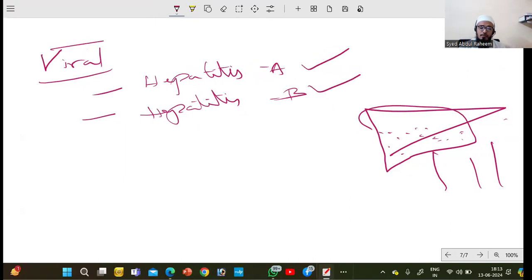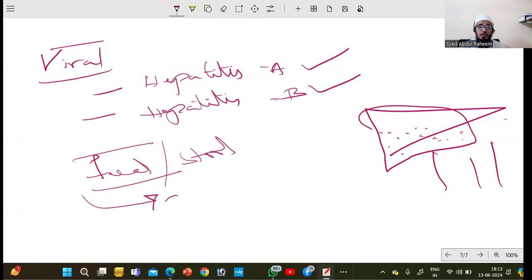Okay, it will gradually happen, through the fecal matter, through the stool, through fecal contamination. Second is contamination of water. In contaminated water, you can find the hepatitis A and B viruses. So these are the modes of transmission to the body, from the outside environment to the liver.